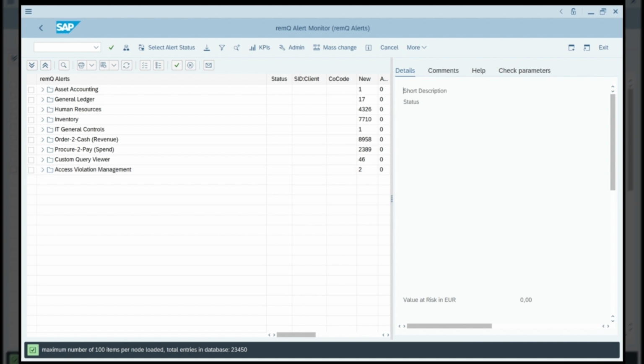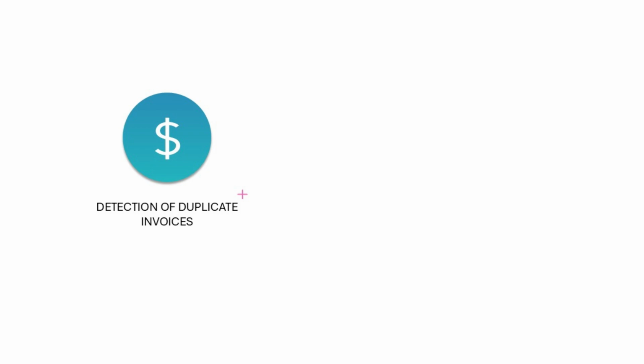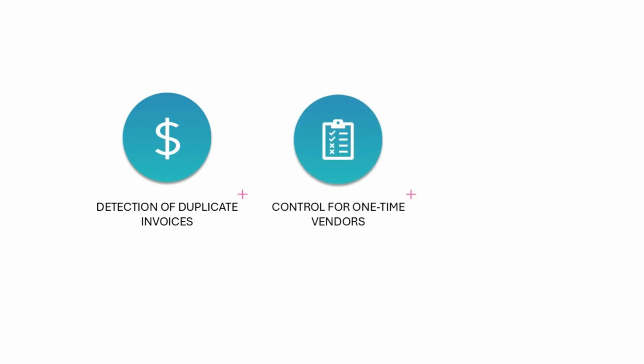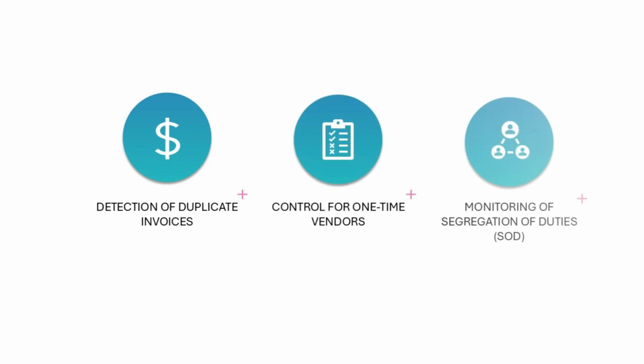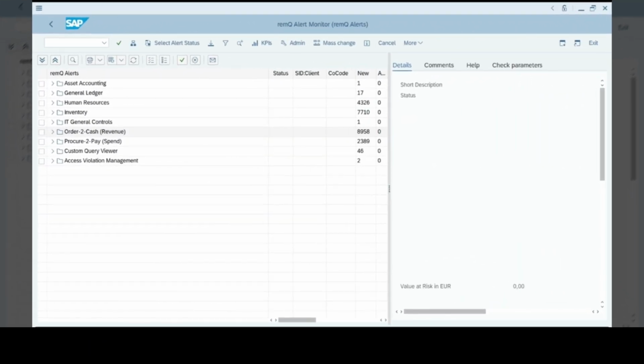I'd like to demonstrate the capabilities of RemQ by walking you through 3 examples. 1. Detection of duplicate invoices. 2. A control for one-time vendor usage. 3. Monitoring of segregation of duties. Let's start with the duplicate invoice detection control.